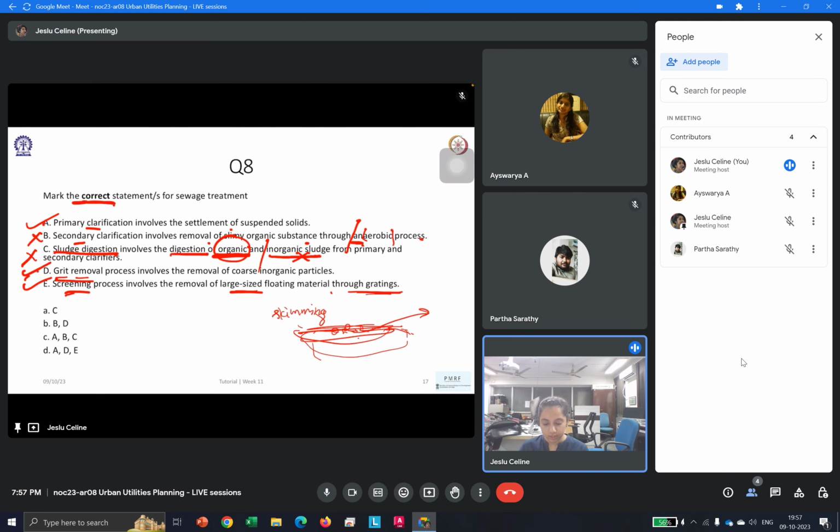Okay, so if that is the case, we've been asked to mark the correct answer. We have three correct answers: A, D, and E. So A, D, and E, option D. Any doubts in this question?